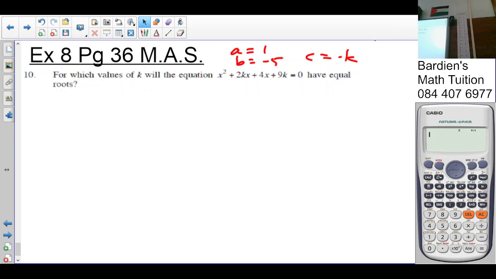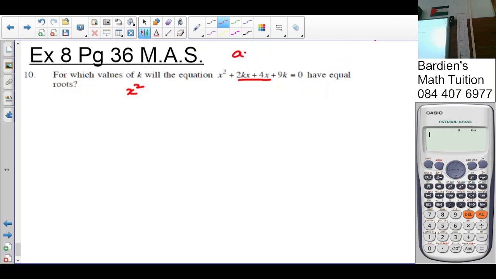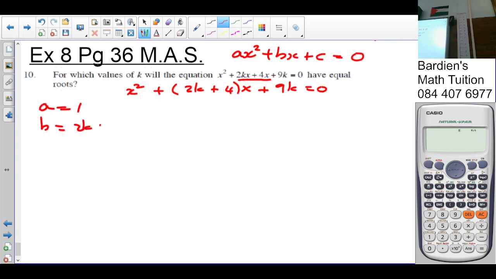All roots are dependent on delta, the discriminant. So as you can see here, there's your x's. I must get it in standard form of ax squared plus bx plus c. We already know your a value is 1. However, we take out x as a common factor. Although 2 is also common, I'm not worried about taking out 2 as a common factor. I just take out x because whatever the coefficient of x is, that's your value of b for the formula. So my a value is 1, my b value is 2k plus 4, and my c value is going to be 9k.